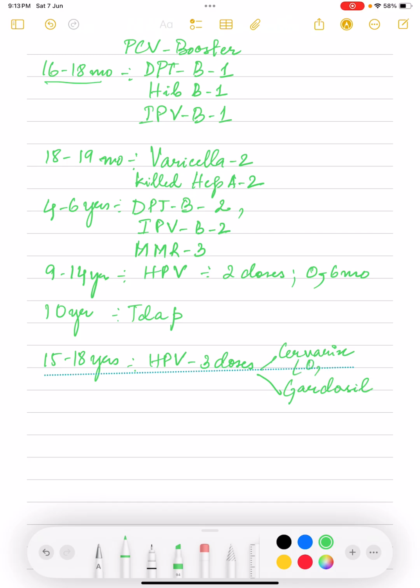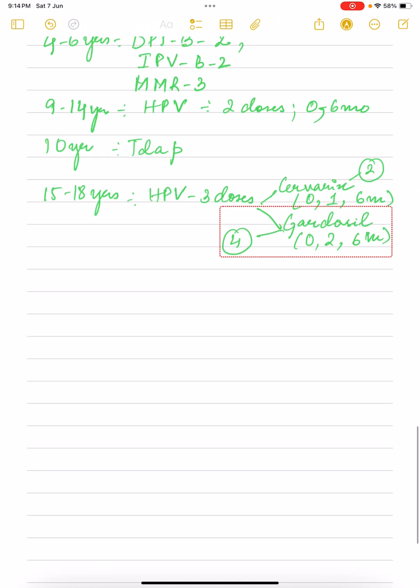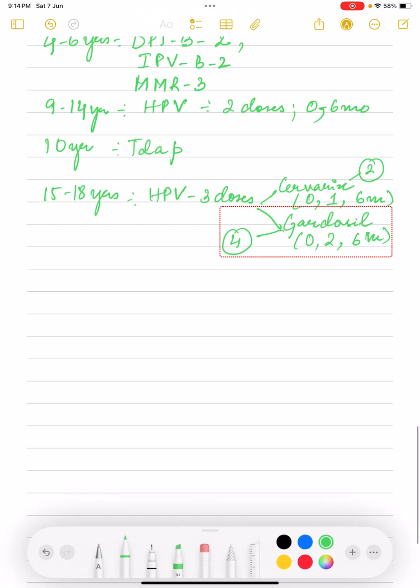Cervarix is given 0, 1 and 6 months. Gardasil is 0, 2 and 6 months. I have a way of remembering this. Cervarix, if you remember, has 2 HPV strains. So 2 divided by 2 is 1: 0, 1, 6 months. Gardasil, if you remember, has 4 HPV strains. So 4 divided by 2 is 2. So 0, 2, 6 months. This works for me. I don't know if it will work for you. Then at 16 to 18 years, finally, we have another dose of TD.